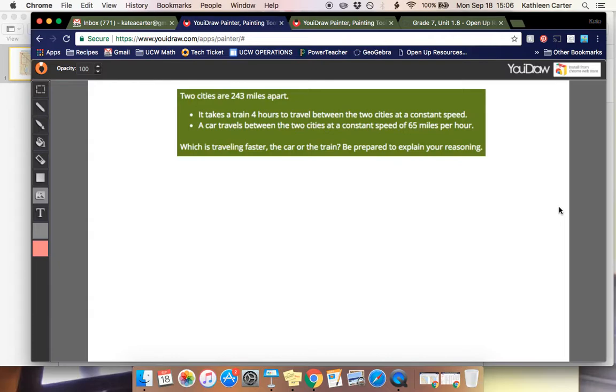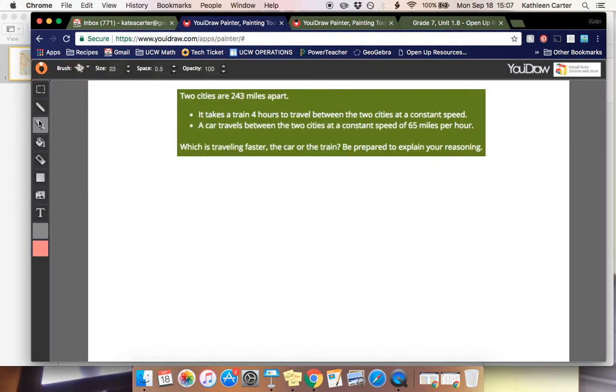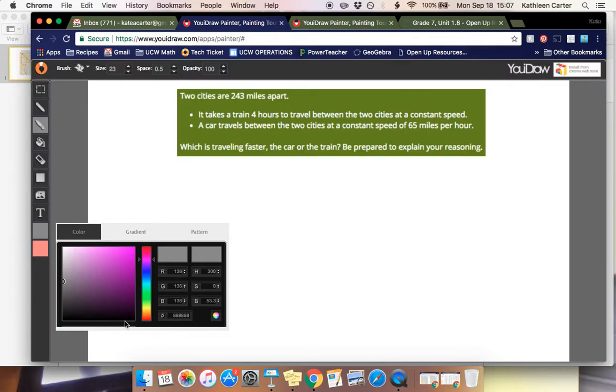So first, we started with this number talk, and I told you I wanted you to do this mentally. I wanted to see what strategies you had that didn't need pen and pencil to compare these quantities. The problem is as follows. Two cities are 243 miles apart. It takes a train 4 hours to travel between the two cities at a constant speed, and a car travels between the two cities at a constant speed of 65 miles per hour. Which is traveling faster, the car or the train? So this is what we need to figure out.